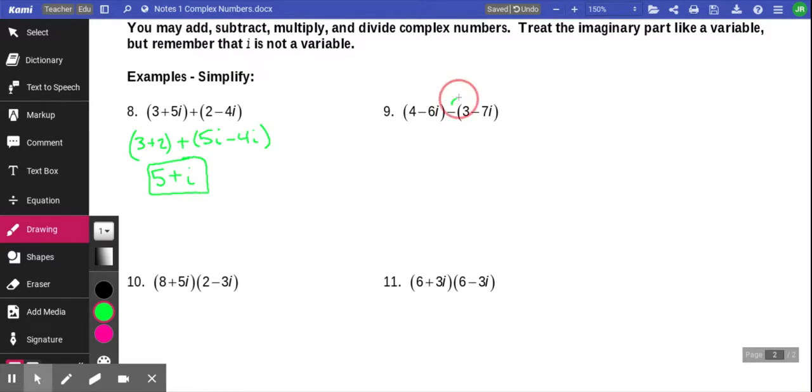So subtracting, basically the same, just don't forget to distribute. So here we'll take the real part, which is a 4 and a 3. So 4 minus 3 would give me 1. Then we're going to take the imaginary parts and combine those. So negative 6i minus negative, that will change to a plus 7i. So negative 6 plus 7 is going to give me positive 1i.